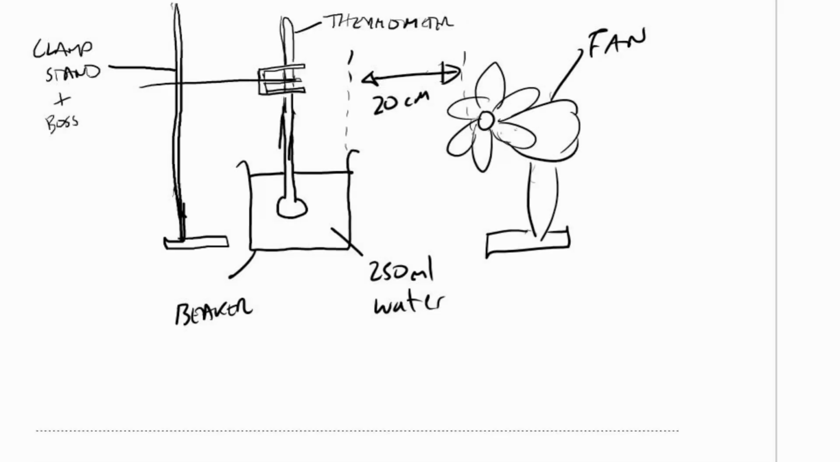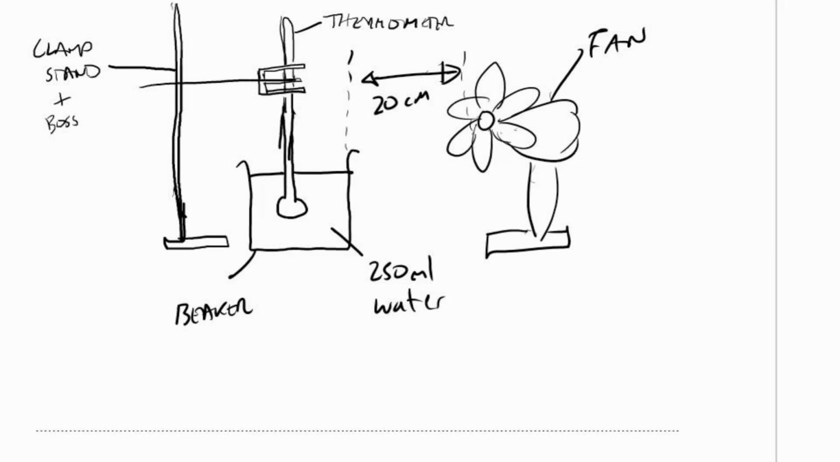So there we go, there's the diagram. We've got a clamp stand and boss on the left hand side, that's holding a thermometer which is suspended above the base of the beaker. So that's in the middle of 250 millilitres of water. There is a fan on the right hand side, and that's separated from the edge of the beaker by a distance of 20 centimetres.